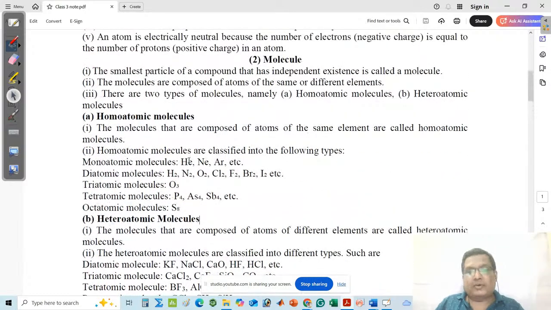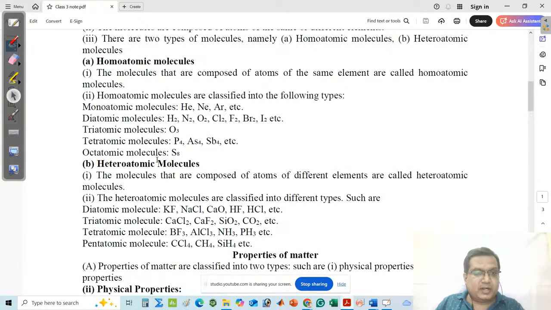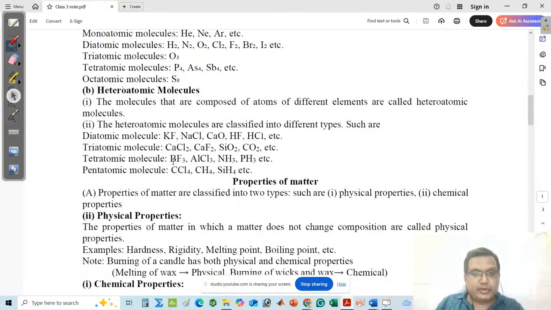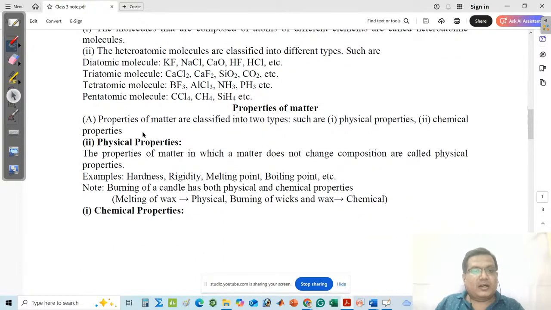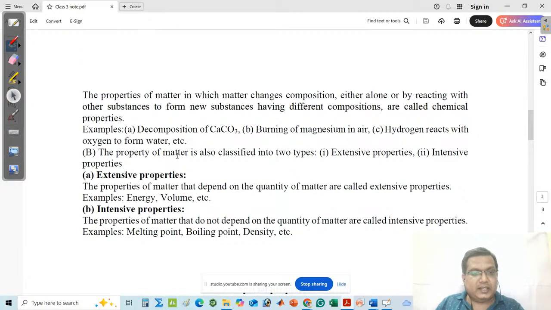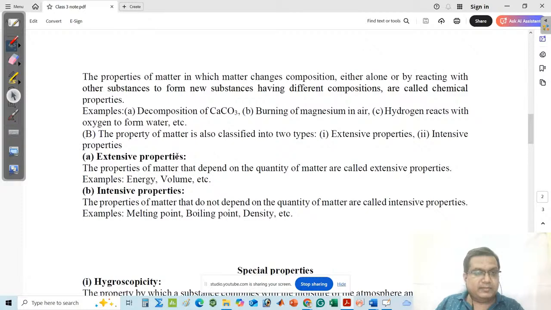The molecule is classified depending upon the type of atom. Whether the same type, then it is homo. Different types, then it is hetero. Next, I discussed the property of matter. Normally, we classified the property of matter into two types. One is the physical property. Next is the chemical property.